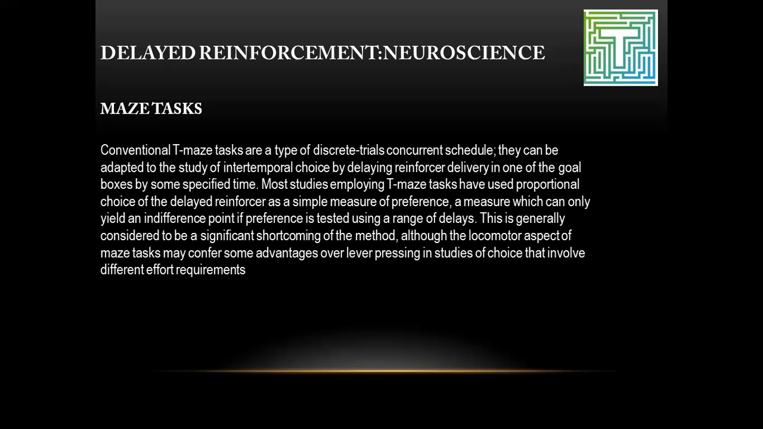In maze tasks, conventional T-maze tasks are a type of discrete trial concurrent schedule. They can be adapted to the study of intertemporal choice by delaying reinforcer delivery in one of the goal boxes by some specified time. Most studies employing T-maze tasks have used proportional choice of the delayed reinforcer as a simple measure of preference, a measure which can only yield an indifference point if preference is tested using a range of delays. So it will be less likely to learn. This is generally considered to be a significant shortcoming of the method, although the locomotor aspect of maze tasks may confer some advantages over lever-pressing studies of choice that involve different effort requirements.